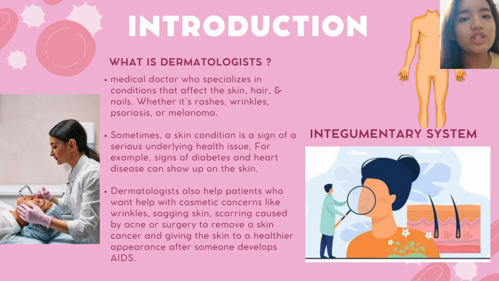Sometimes, a skin condition is a sign of a serious health issue. For example, signs of diabetes and heart disease can show up on the skin. Other than that, dermatologists also help patients with cosmetic concerns like wrinkles, saggy skin, scarring caused by acne, or surgery to remove a skin cancer. As you can see from the picture at the right side, the skin is related to the body system, which is the integumentary system.